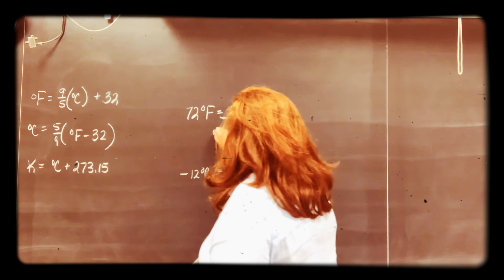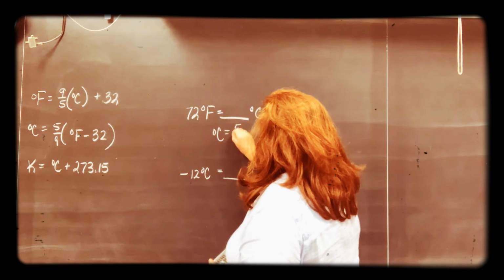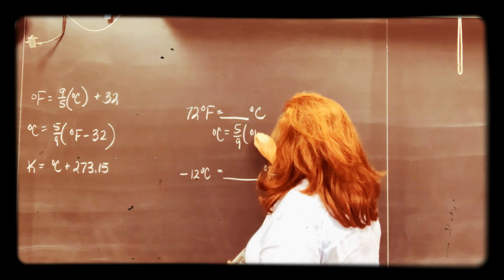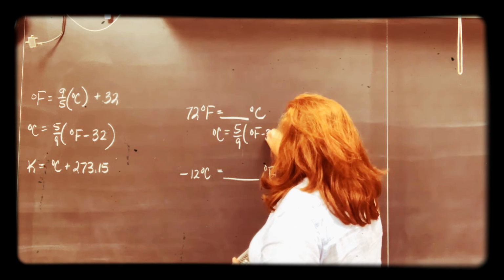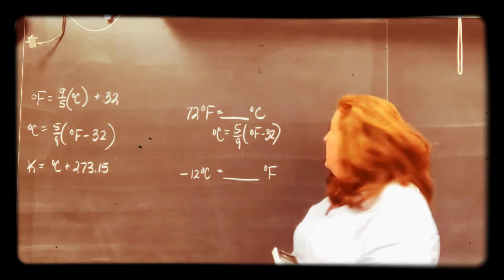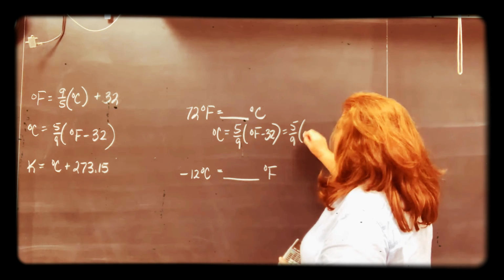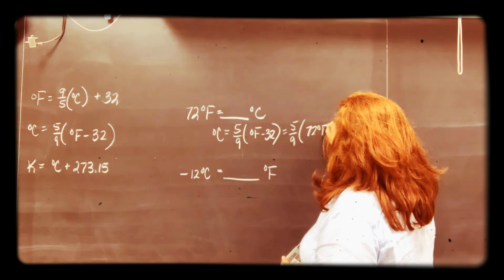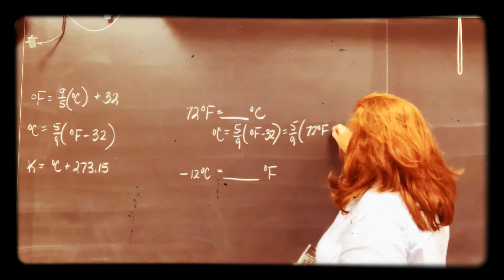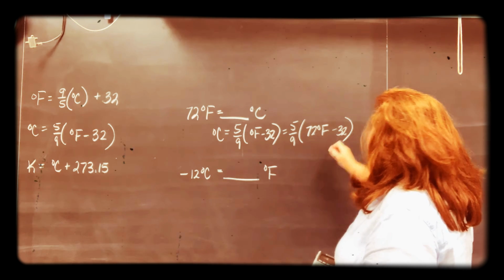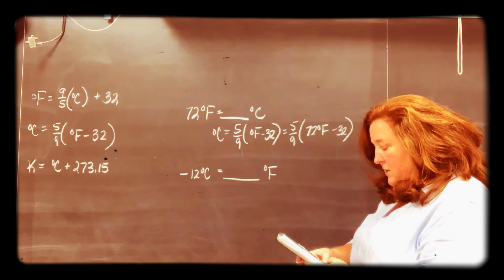So all you have to do, write down the equation that you're going to use. That way, if you just use the math incorrectly, I can still give you partial credit. So 5/9 times 72 degrees Fahrenheit, that's where you're going to put the number that you're given, minus 32. You have to do that part first because it's in parentheses. It's just like math class.